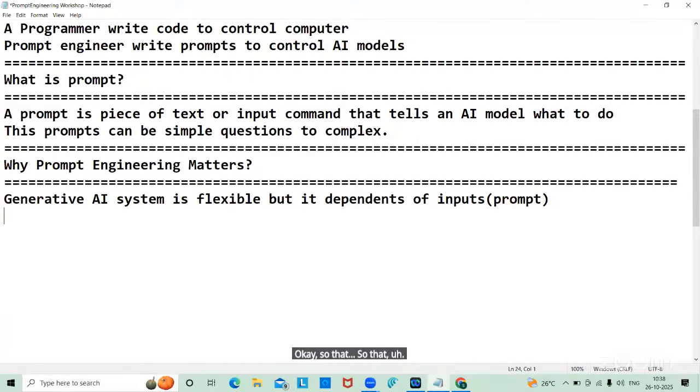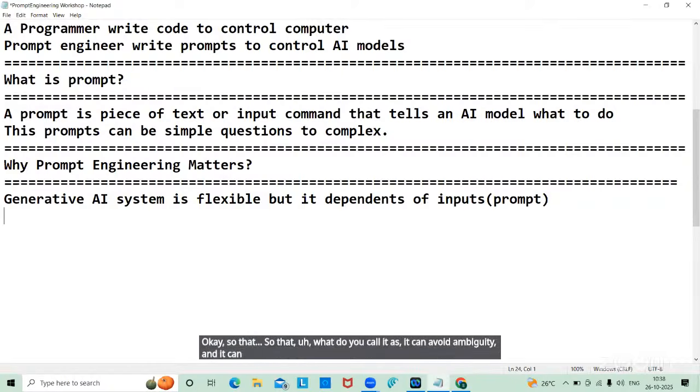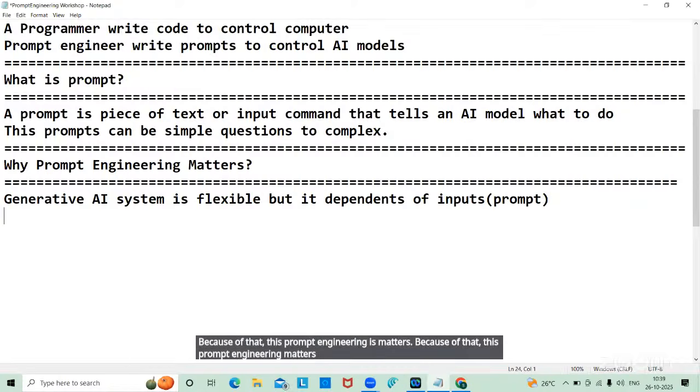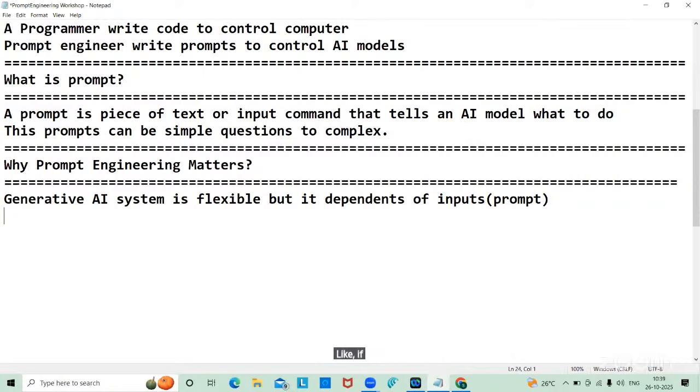It can avoid ambiguity and it can avoid misleading content. Because of that, prompt engineering matters. If you are working with AI models like GPT-5, they have been trained on massive data, but they only perform as well as the instructions given to them.